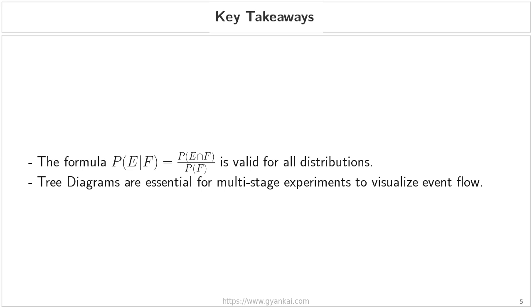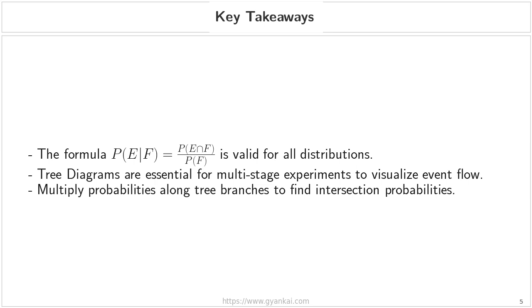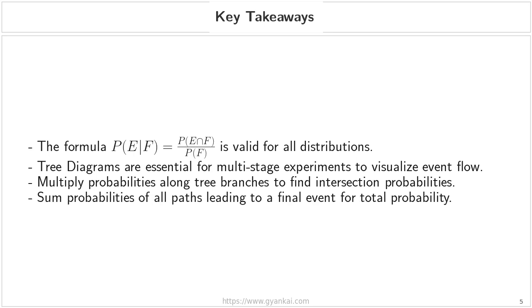They serve as your primary visual tool to track the flow of events from start to finish. Third, pay close attention to your operations. When you are moving along the branches of a tree diagram to find the probability of a specific sequence or intersection, you must multiply the probabilities along those paths. Finally, if you need to find the total probability of an event occurring across different scenarios, you should sum the probabilities of all the individual paths that lead to that specific final result.